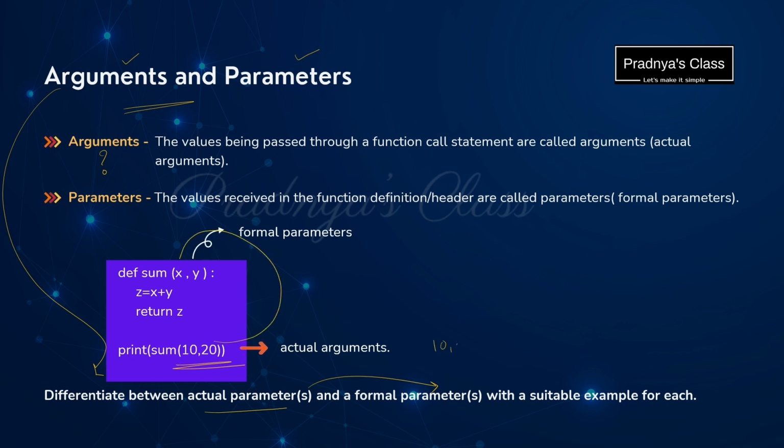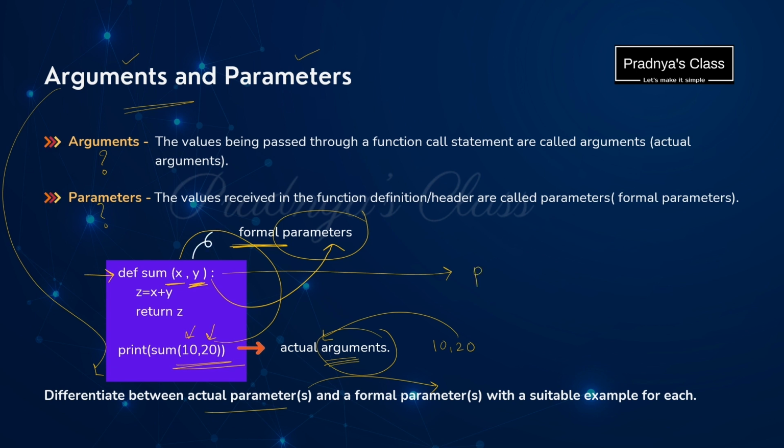In this case, we will call 10 and 20 actual arguments, or simply we can call them arguments also. Then what are parameters? We are passing some values to the function. The variables which will receive those values are called parameters, or we can call them formal parameters too. If you are getting confused between arguments and parameters, just keep in mind one of these two. The variables in the function header are parameters. Then ultimately arguments will be the values or variables which we are passing from the function call statement.